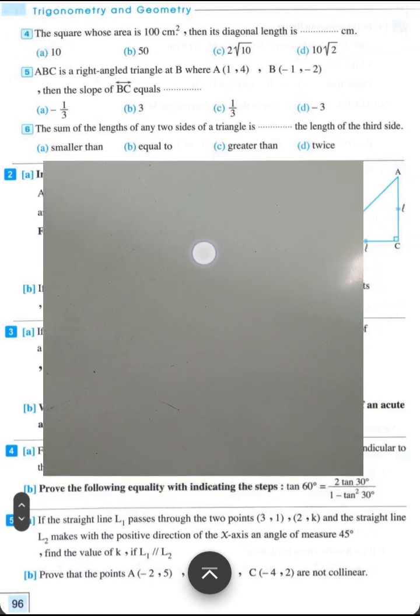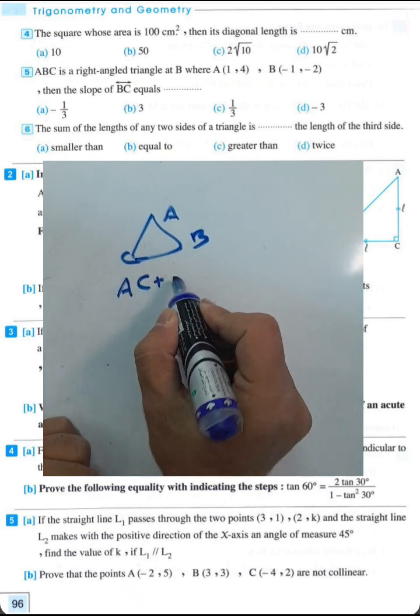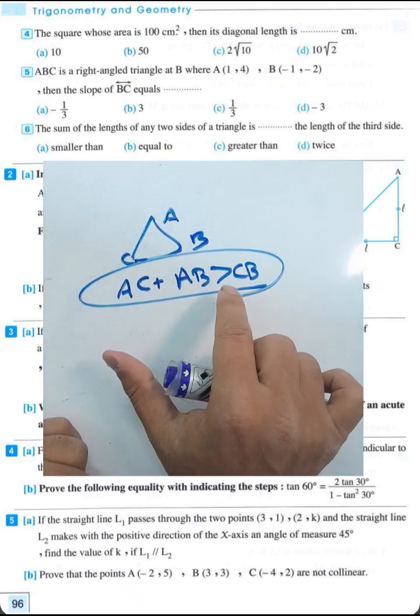Question number 6. The sum of the lengths of any two sides in any triangle is greater than the length of the third side. Choose letter C. It's the rule about any triangle. The sum of the lengths of any two sides in a triangle is greater than the third, such that if we have triangle ABC, then AC plus AB will be greater than CB. The sum of any two sides in a triangle will be greater than the third.